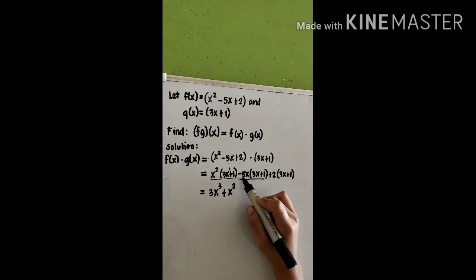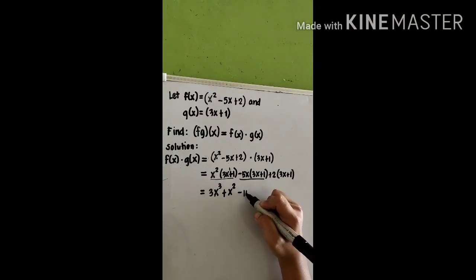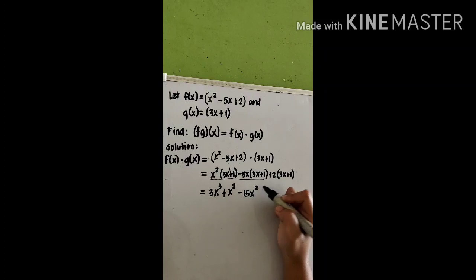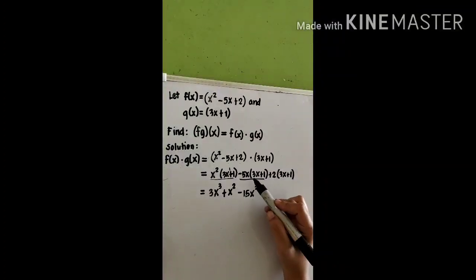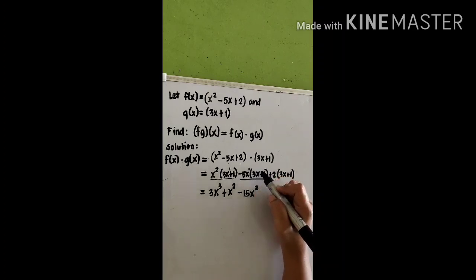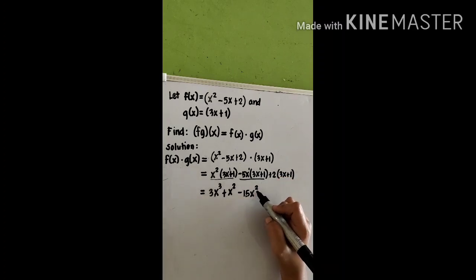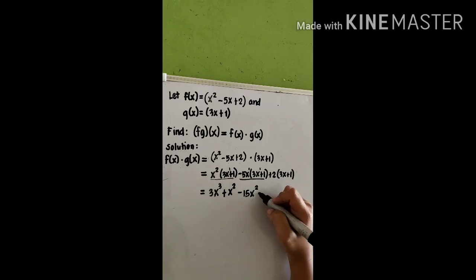Now let's have the second term, negative 5x multiplied to 3x plus 1, which is this one. So we have negative 5x times 3x, that is negative 15x squared. Why negative 15? Because we have negative 5 times positive 3, that's negative 15. We have x times x, that's x, and these have an exponent of 1. So 1 plus 1, that is 2. Now, we have negative 5x multiplied to positive 1, and that is negative 5x.